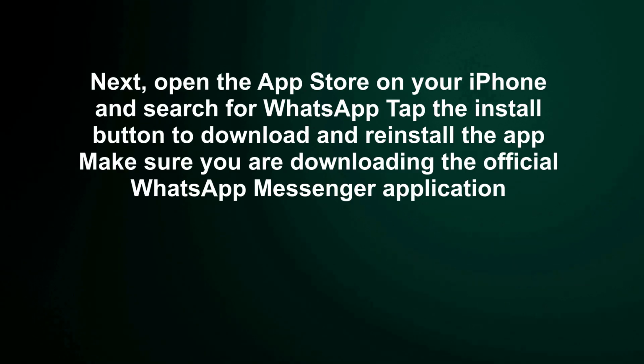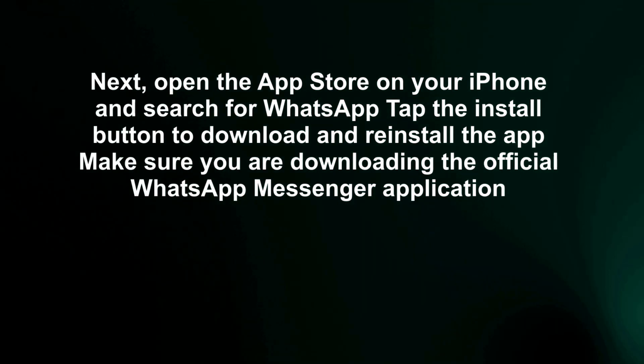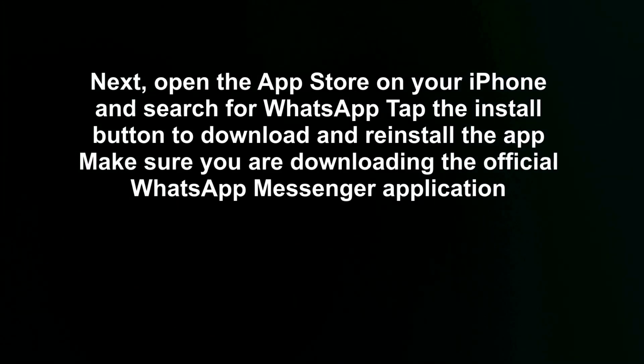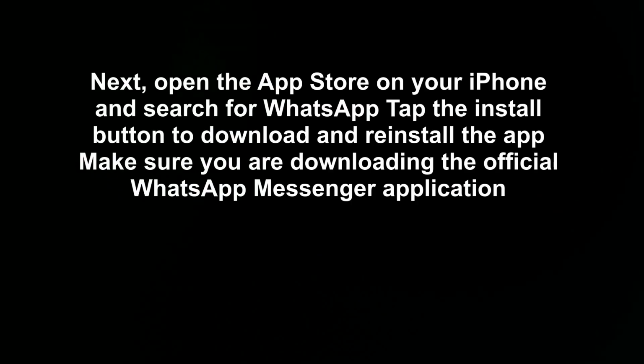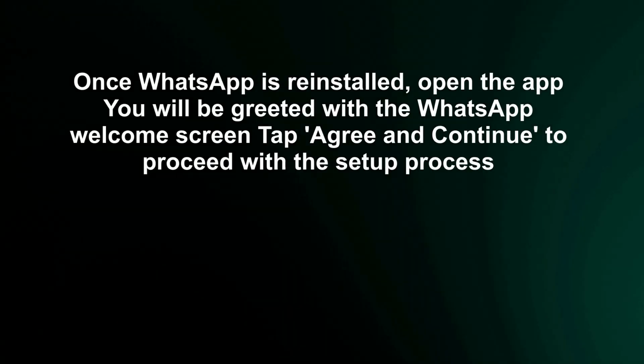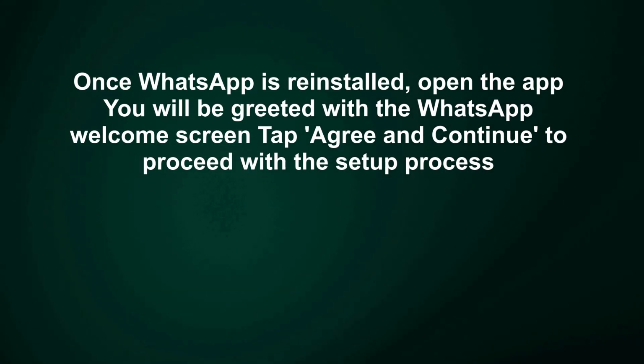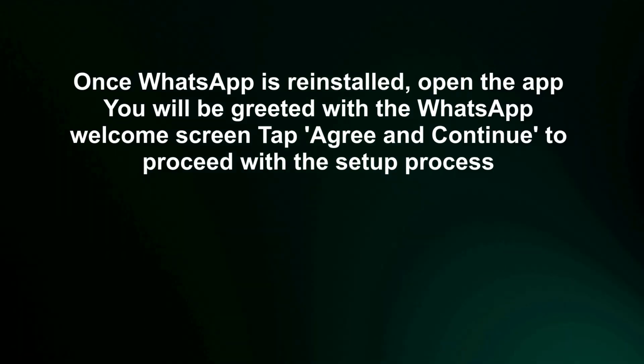Next, open the App Store on your iPhone and search for WhatsApp. Tap the Install button to download and reinstall the app. Make sure you are downloading the official WhatsApp Messenger application. Once WhatsApp is reinstalled, open the app. You will be greeted with the WhatsApp welcome screen. Tap Agree and continue to proceed with the setup process.